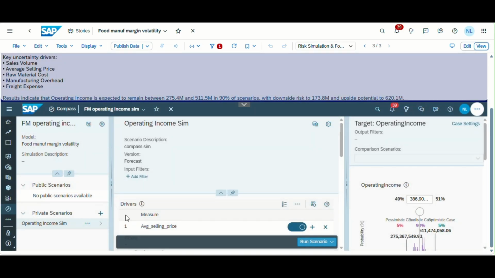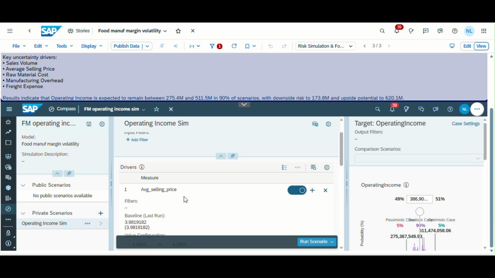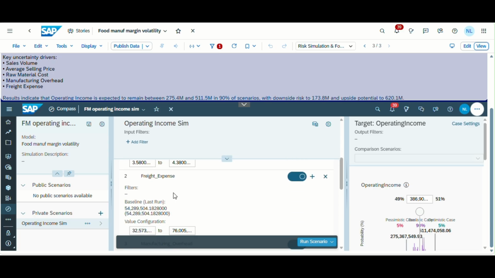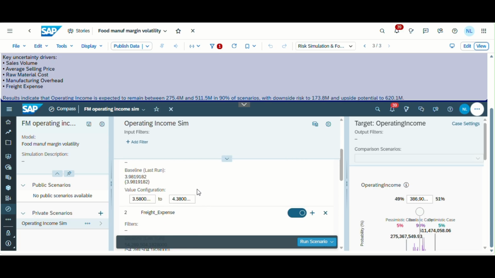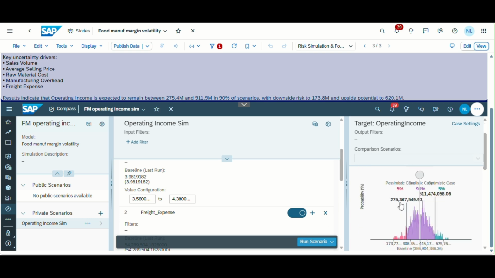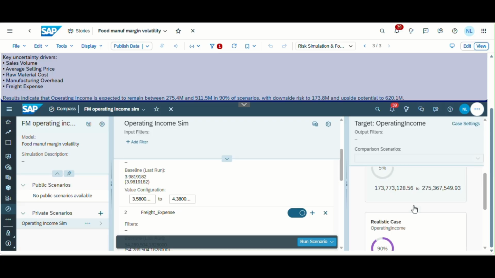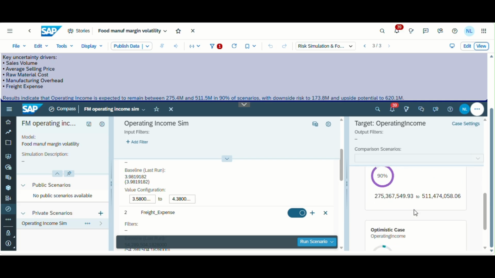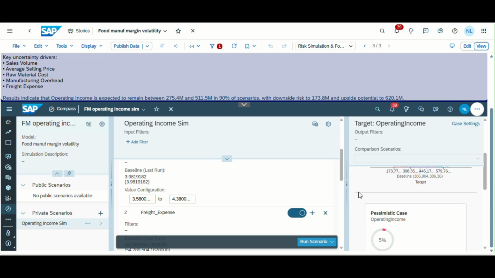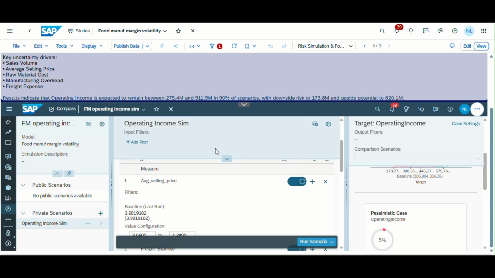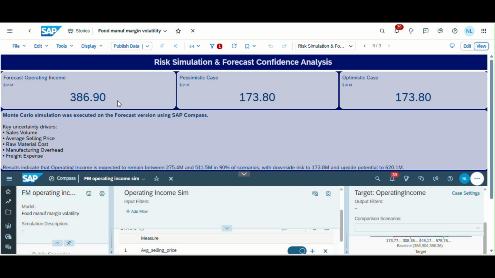Next, I'm using SAP Analytics Cloud Compass to perform a what-if simulation. I can select key business drivers such as average selling price and freight expense, define a range for each input, and run the simulation. Compass uses Monte Carlo simulation to generate thousands of possible outcomes and predicts the impact on the target KPI, which is operating income. The results are displayed as pessimistic, realistic, and optimistic scenarios, helping business users understand potential risks and make more informed decisions.